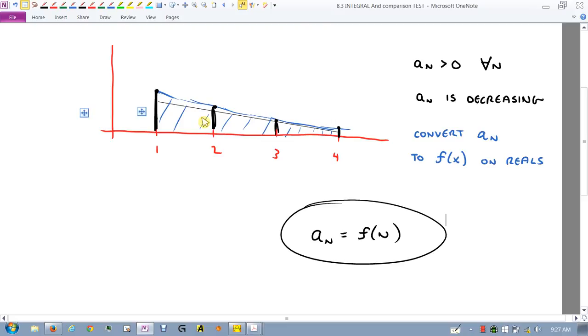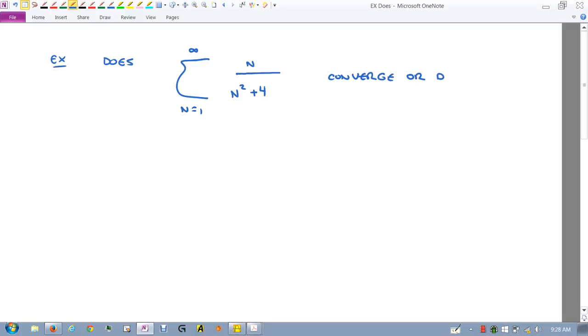So the first example we're going to do is: does the series sum n equals 1 to infinity of n over n squared plus 4 converge or diverge?